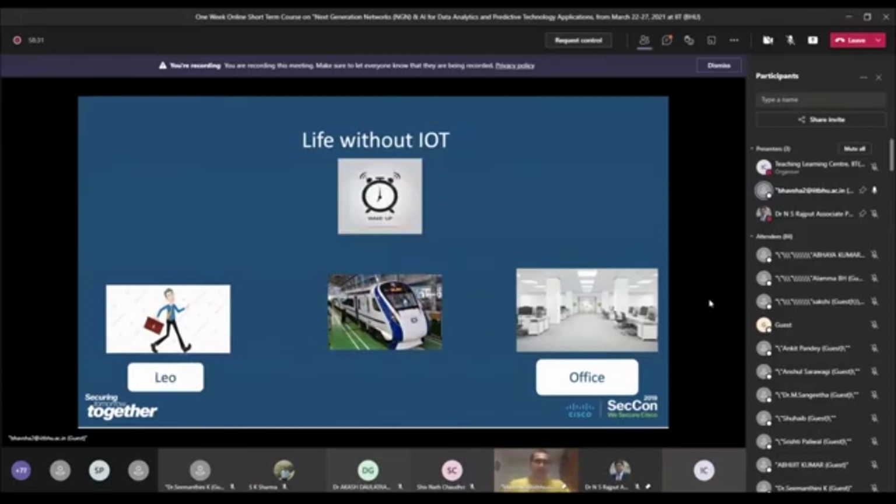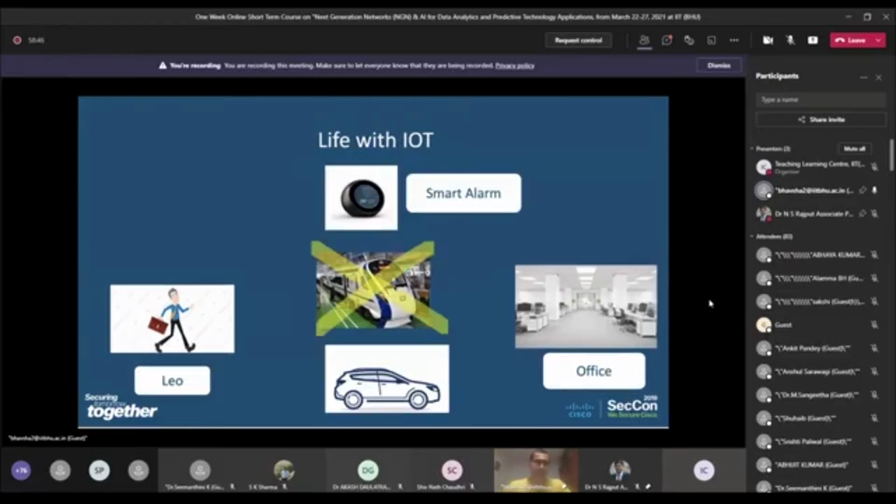This was life without IoT. He has to catch a train, and the alarm helps wake him up. But what changes with IoT? The same alarm is changed into a buzzword called smart alarm. Can anyone tell me, apart from the image, what got changed? Why is it called a smart alarm now?